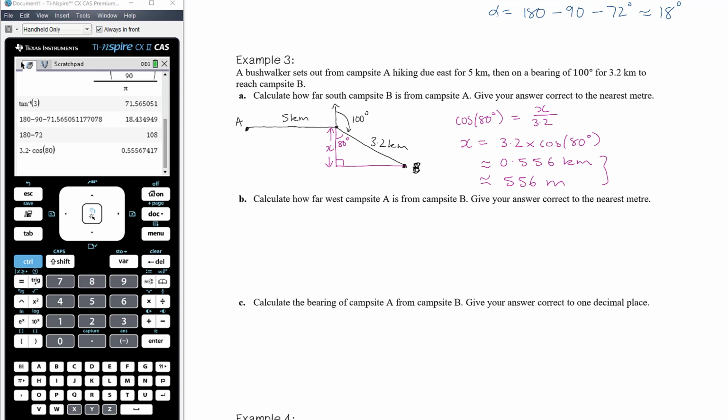Okay, calculate how far west campsite A is from campsite B. I'm going to refer back to the diagram I've already drawn in part A. So we want to know how far west is campsite A from campsite B. So we want that total length there. We already know that this bit is 5, so we just want to focus on this bit. Let's call that y. In the purple triangle again, we need y and 3.2, so y is opposite the 80 degrees. So we could do sine of 80 degrees is opposite, which is y, over hypotenuse, which is 3.2. And so y is 3.2 times sine of 80 degrees.